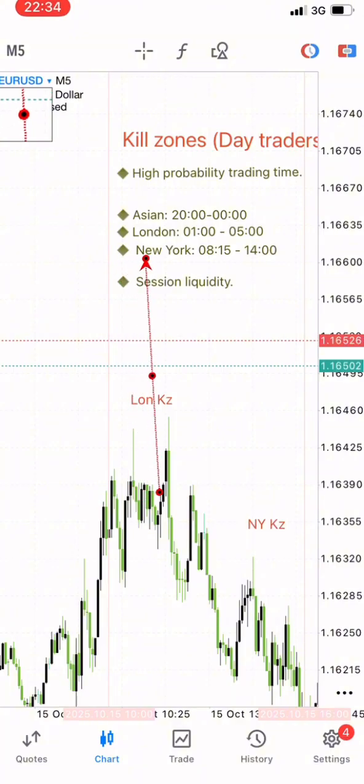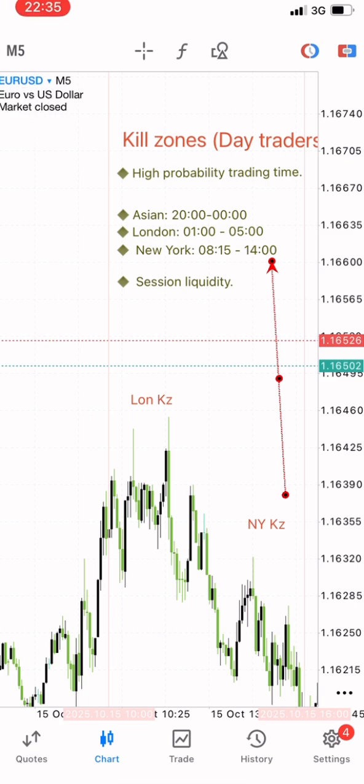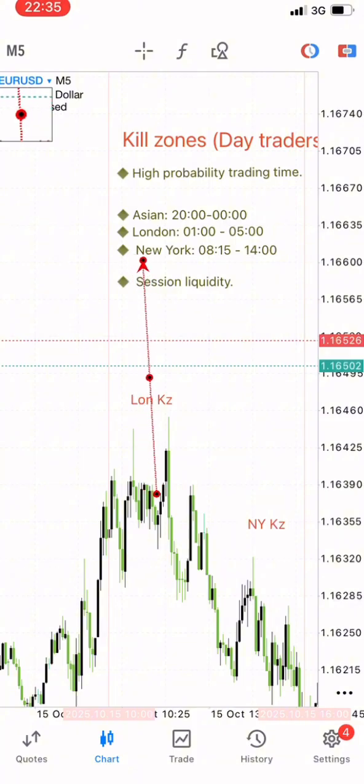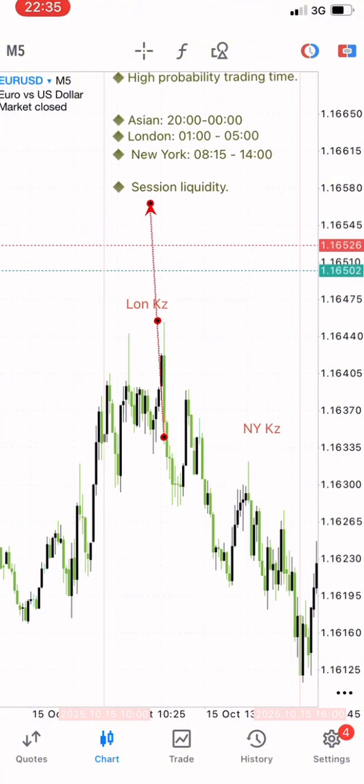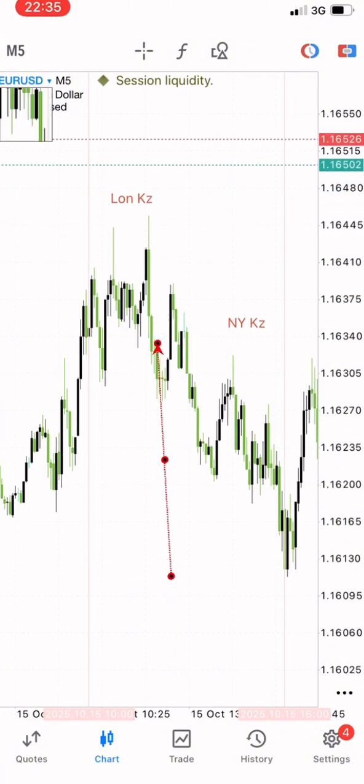So Asian, 8 p.m. to midnight. London, you have 1 a.m. to 5 a.m. New York, 8:15 to 2 o'clock. Now there are some adjustments which can be made to these times, but this is the rough estimate. And this was intended to be a quick, brief run through. We'll go in deeper into exactly what time to enter later down the road. But for now, these are the kill zones. High probability time windows in which price moves faster.